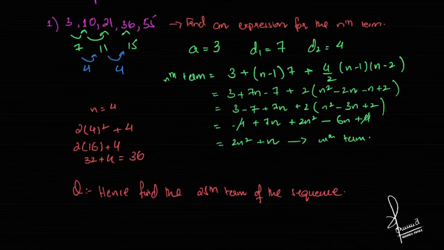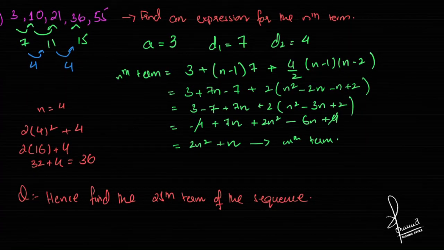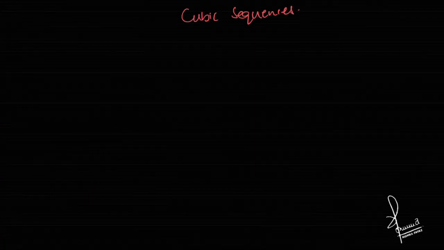इसी तरह let's say you want to find the 25th term of the sequence. Now you already have the expression for the nth term. तो 25th के लिए आप क्या करेंगे? n is equals to 25 put कर देंगे, which will equal to 2 into 25 whole square plus 25, and when you calculate this you should get 1275 as your answer. Let's come to cubic sequences.